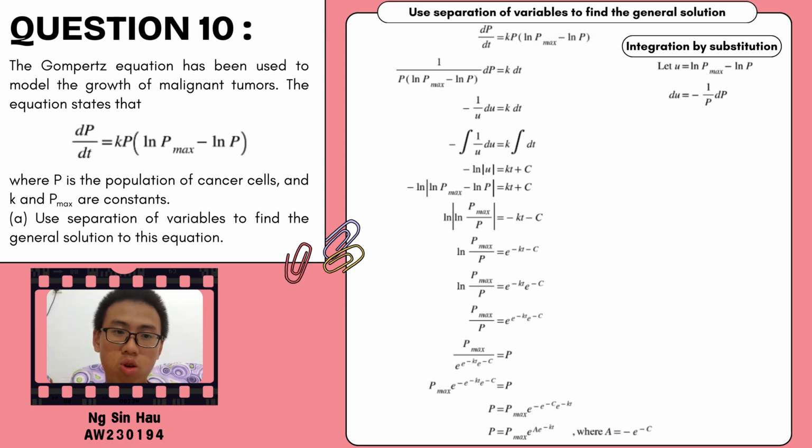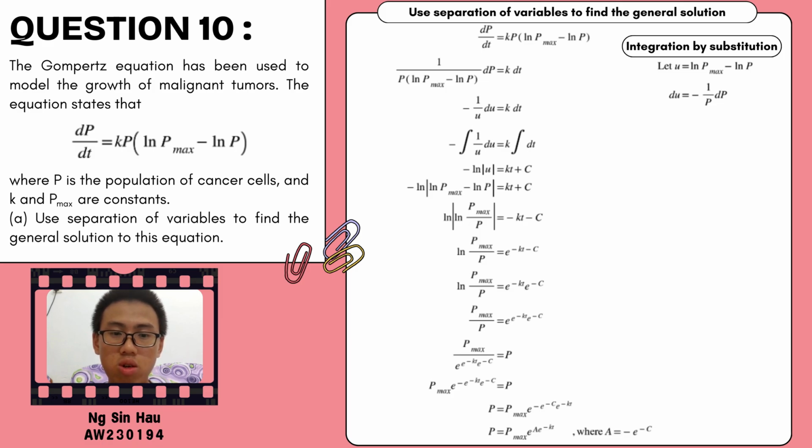Question 10. The Gompertz equation has been used to model the growth of cancer tumors. The equation states that dP/dt equals kP multiplied by (ln P max minus ln P), where P is the population of cancer cells and k and P max are constants. Question a. Use separation of variables to find the general solution to this equation.